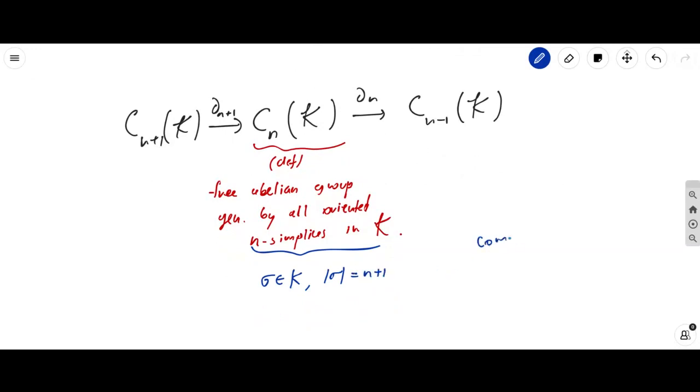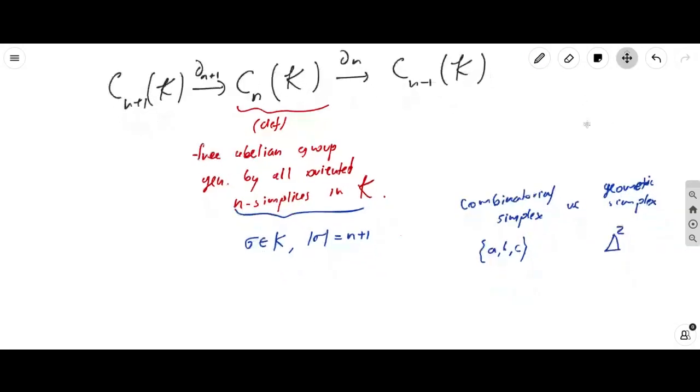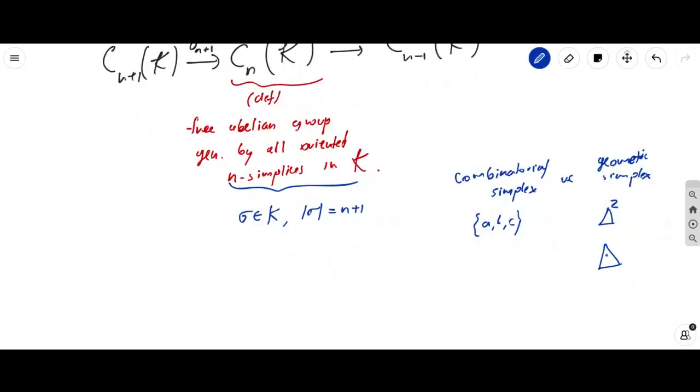Okay, so this is sort of a combinatorial simplex versus what you can call a geometric simplex. A combinatorial simplex will just, let's say, be a set of 3 letters, whereas a geometric simplex, you would write delta 2. And this is supposed to correspond to a 2-dimensional triangle. Because it's geometric, you include all of the points and everything, whereas a combinatorial simplex would just be 3 points, right? It's just a set of 3 points and nothing more.